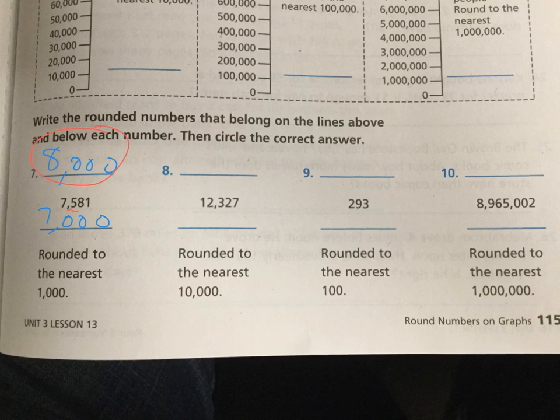Okay, let's do one more of those together. We round to the nearest 10,000s place. Well, that would be 10,000 on the bottom, or 11,000 on the top.